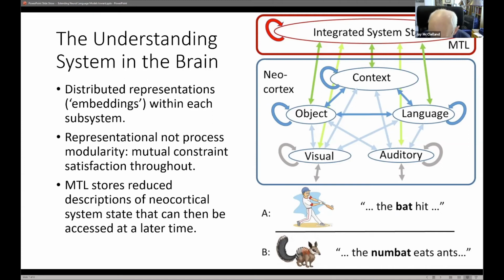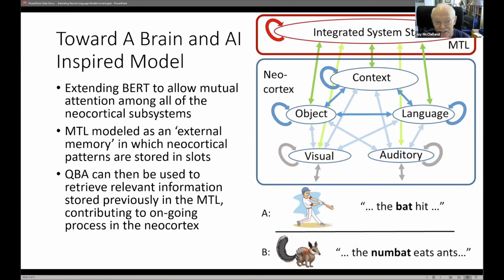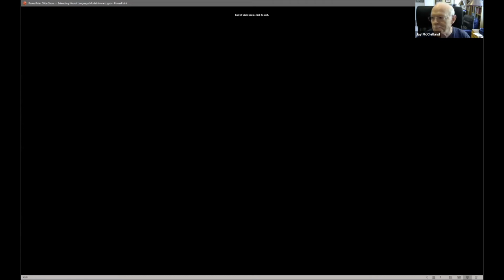So the short version of the story is that the brain seems to have systems like this that are all engaged in a mutual constraint satisfaction process, which I think the BERT style model of mutual attention, where everything attends to everything else, should be extended, so that when you're building representations of objects, you're asking about what's in the language and vice versa. You're querying the context, and that's querying these other things. And I will stop there.